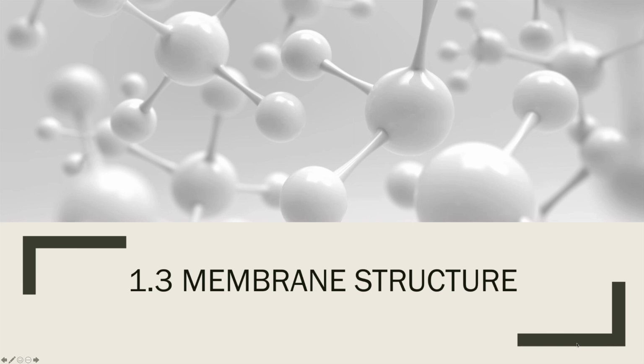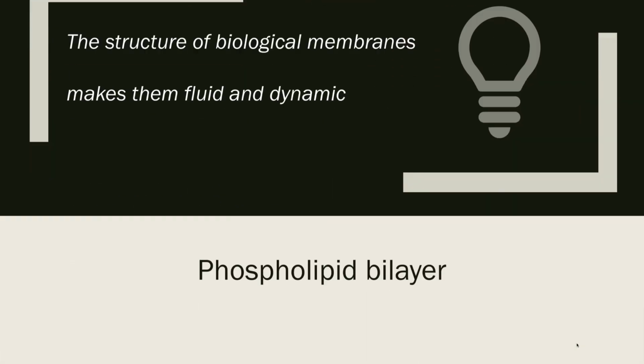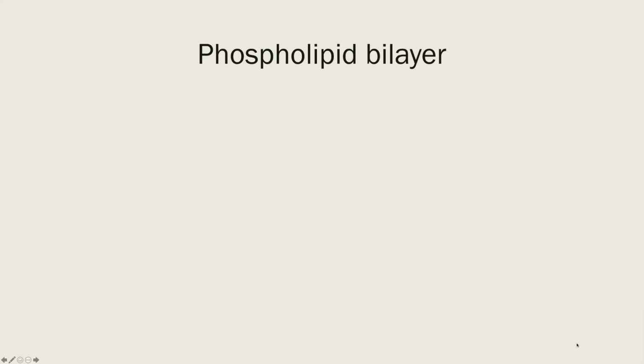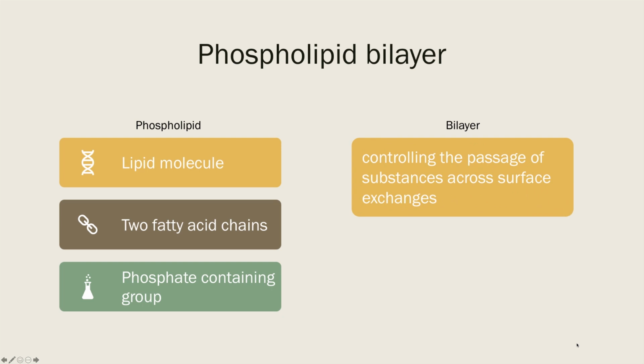Today I'm going to be doing 1.3, which is membrane structure. To start with, our essential idea is the structure of biological membranes makes them fluid and dynamic. So, a phospholipid bilayer. A phospholipid is a lipid molecule with two fatty acid chains and a phosphate-containing group. A bilayer is controlling the passage of substances across surface exchanges.